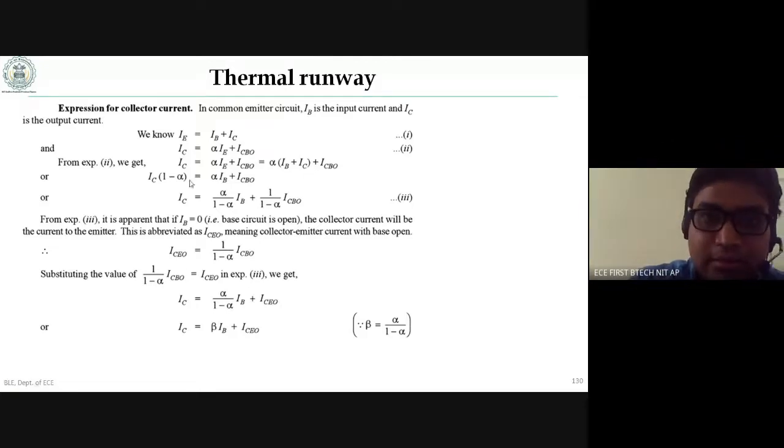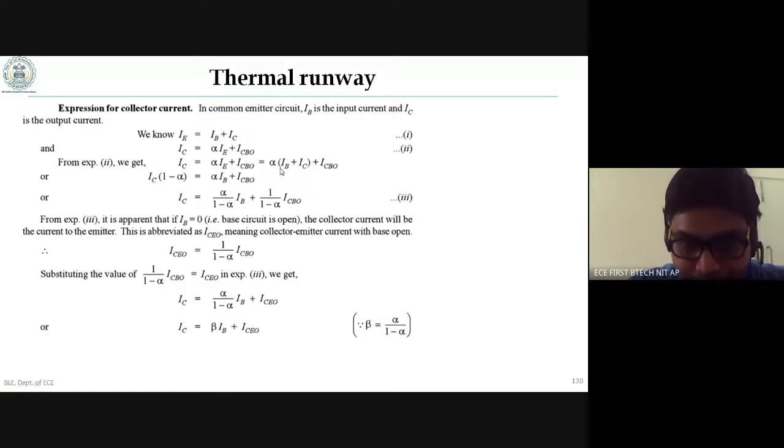Let's say in the common emitter circuit, IB is the input current and IC is the output current. We know that the emitter current is the summation of base current and collector current. But the collector current is also a fraction of the emitter current plus ICBO, the leakage current at the collector base junction. So from 2, we get IC is equal to alpha IE plus ICBO. Alpha IE is nothing but alpha times IB plus IC, the summation of base current and collector current, plus ICBO. If you rearrange, it will be IC times (1 minus alpha) equals alpha IB plus ICBO, and IC is equal to alpha divided by (1 minus alpha) times IB plus 1 divided by (1 minus alpha) times ICBO.